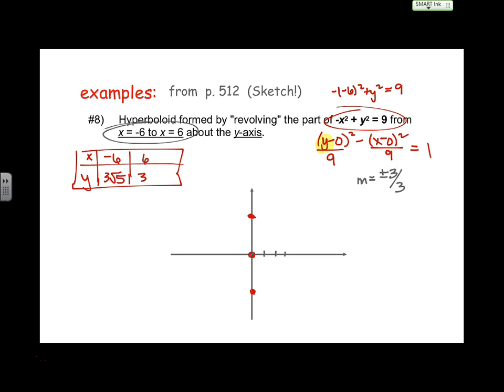And to be honest, whether it's a positive or a negative being plugged in and squared, we get the exact same thing. 3 root 5 is approximately, anybody have an answer for me? Yeah, I'd say 6.7. It's 6 point something. So then we could say, okay, if this one goes up 3, down 3, let's go 4, 5, 6, and then 4, 5, 6. So when x is positive 6, it's going to be a little bit above 6 here. Then we can have that symmetry on the other side.